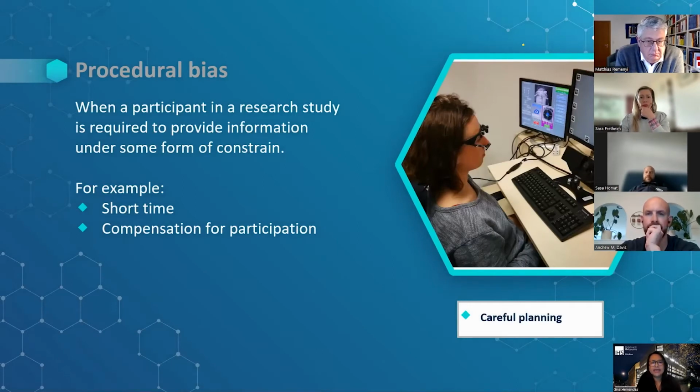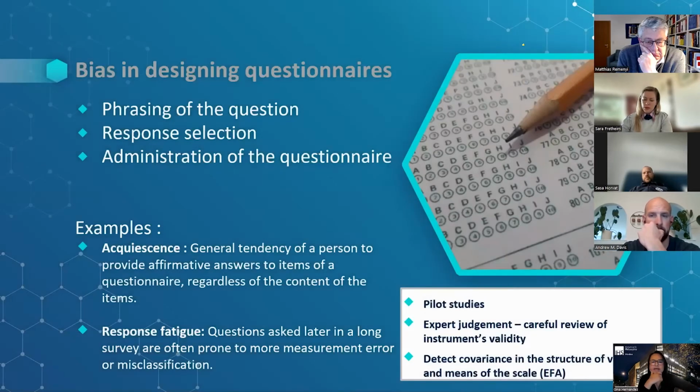So about bias during the procedure. This occurs when a participant in a research study is required to provide certain information under some form of constraint, and it could be short time, or it could be whether they will be compensated for the participation. So you need to know whether these kinds of constraints are actually changing the findings that you will see in the sample. So you have to be really careful when you are planning your study.